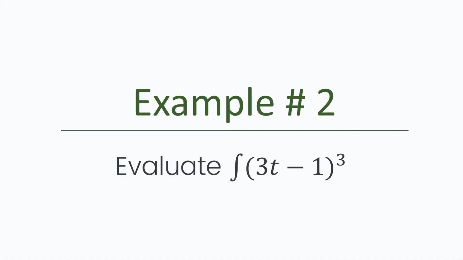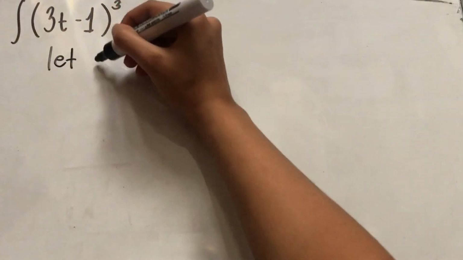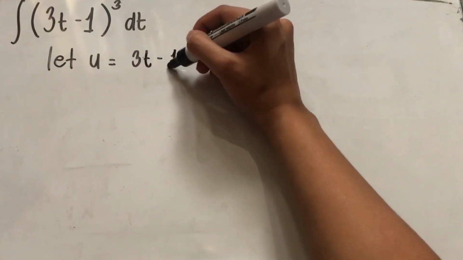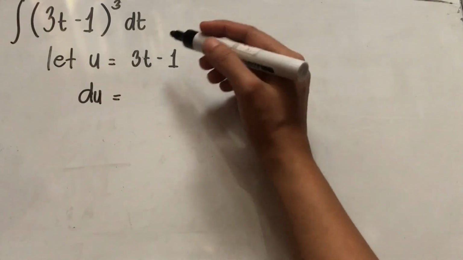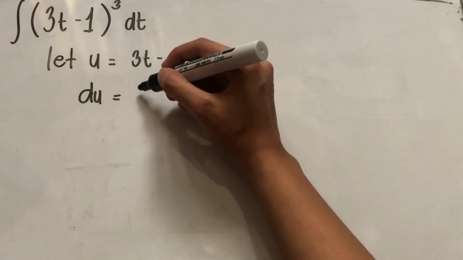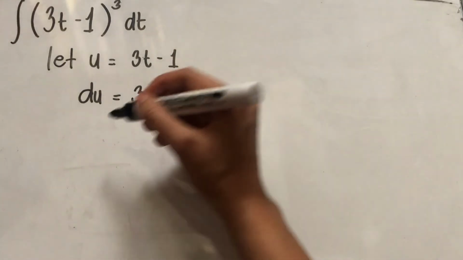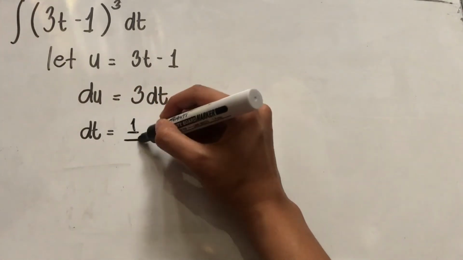For our second example, let's evaluate the integral of the quantity 3t minus 1 cubed. In this example, we let u be equal to 3t minus 1 so that it will be easier to integrate. So, getting the derivative of u, we now have 3 dt. Simplifying, we have dt is equal to 1/3 of du.